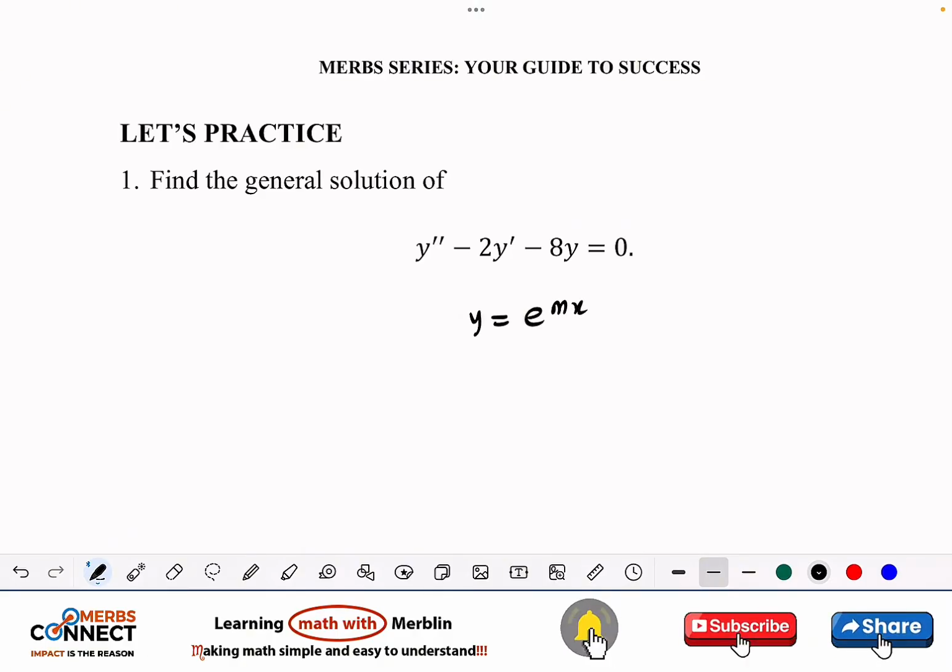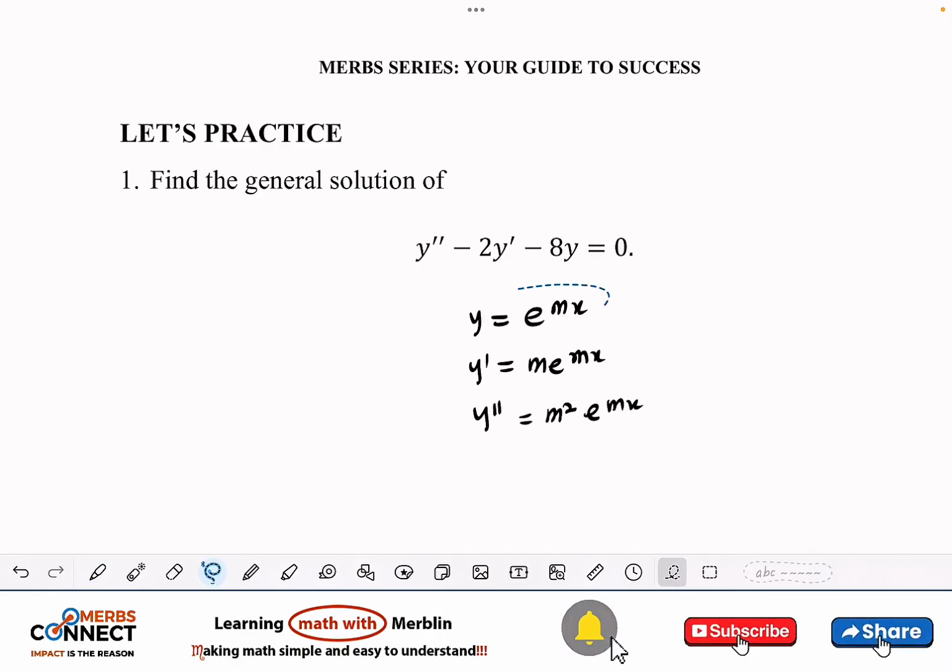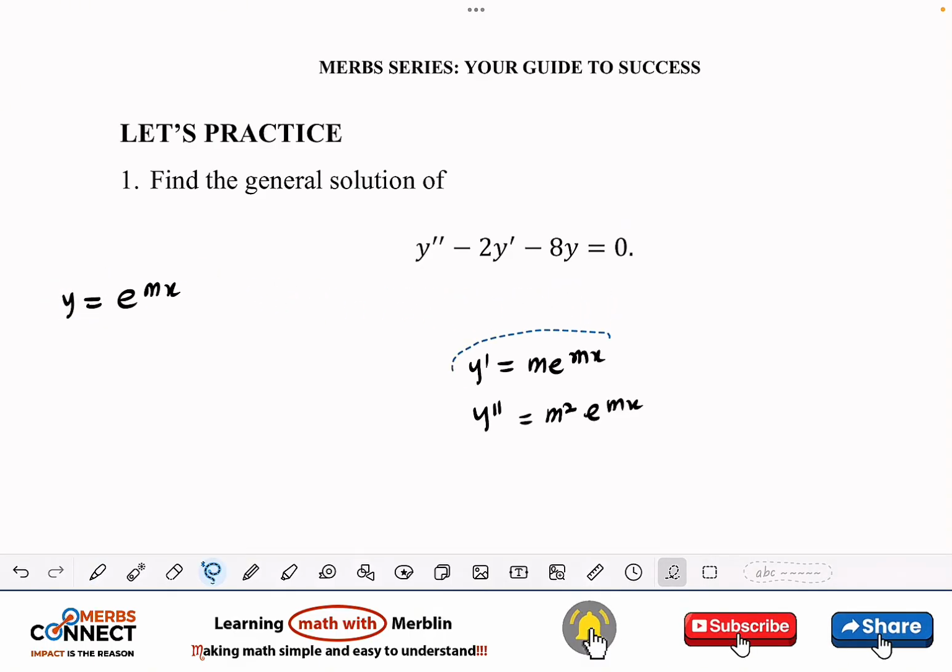So as I said, always this m is a constant. So what is going to be my y prime? My y prime is equal to m e to the power mx, right? And then y prime prime will be equal to m squared e to the power mx. So always this is how we are going to do things here.